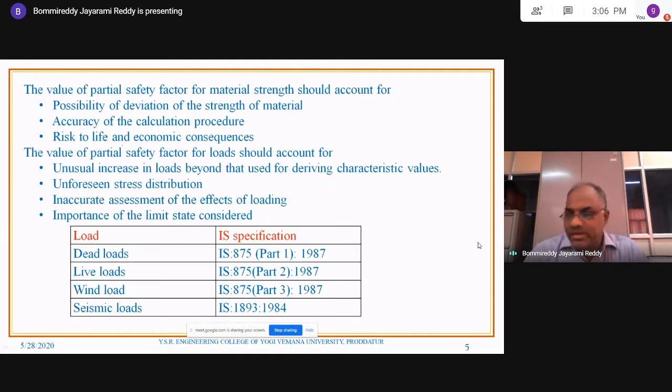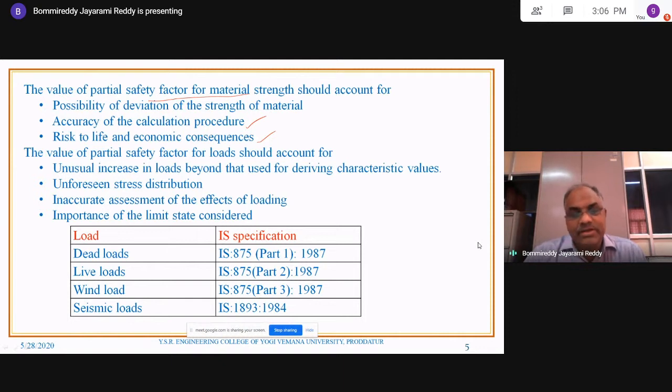Here, the factor of safety for material is taken into account by considering the deviation of the strength of material, because normally the strength of material is never uniform throughout the length in a particular member or in different cases, along with accuracy deficiency in the calculation procedure, and risk to life and economic consequences. Because of this, the factor of safety is introduced for the material.